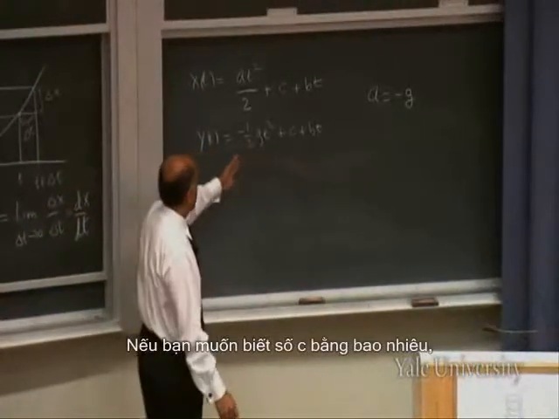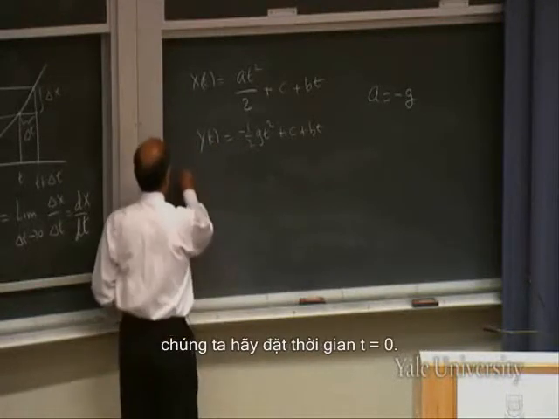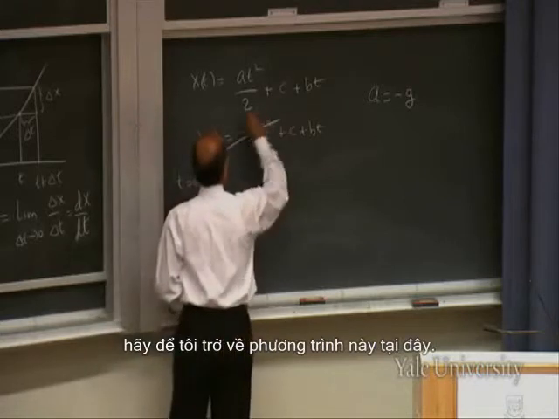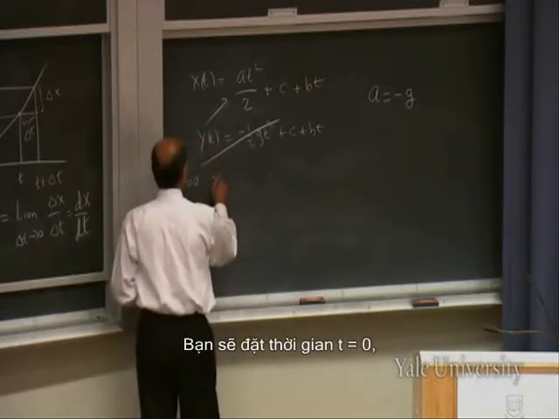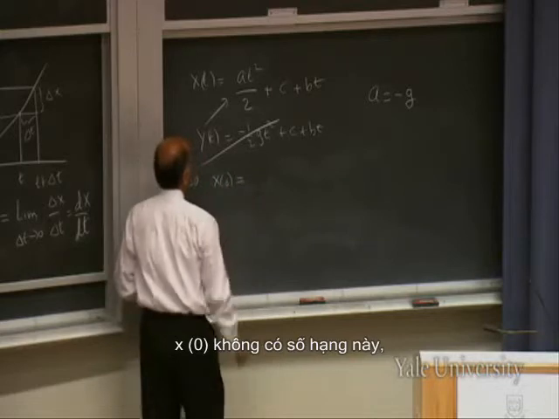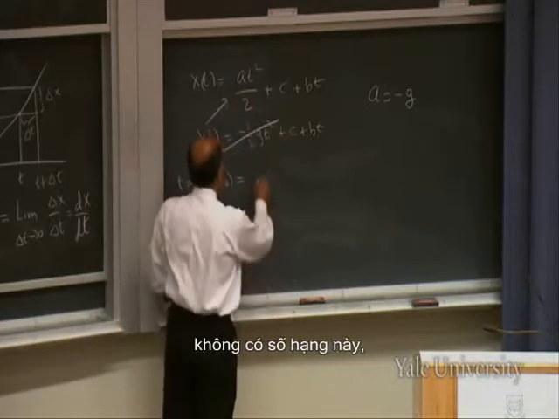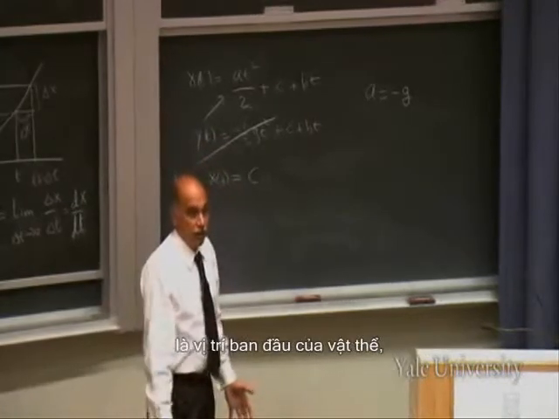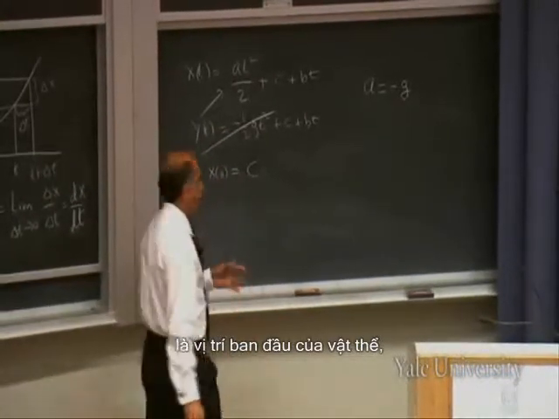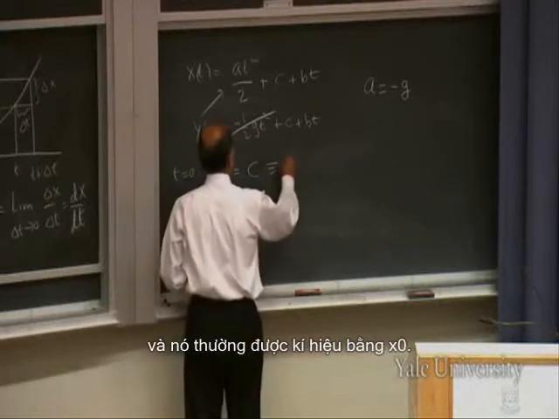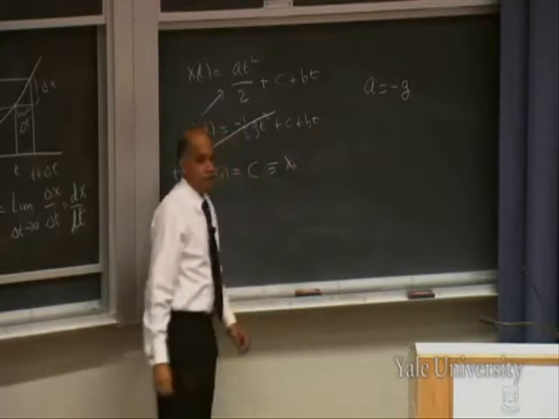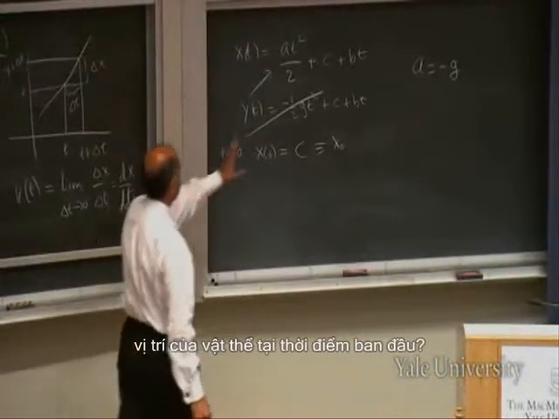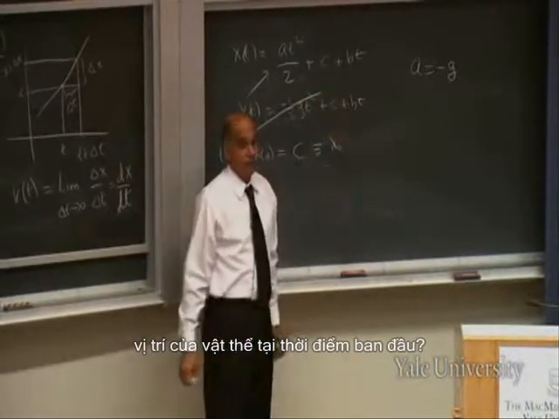If you want to know what the number c is, you say, let's put time t equal to 0. In fact, let me go back to this equation here. If you put time t equal to 0, x at 0, it doesn't have this term, it doesn't have this term, and it is c. So I realize that the constant c is the initial location of the object. And it's very common to denote that by x naught. So the meaning of the constant is, where was the object at the initial time?